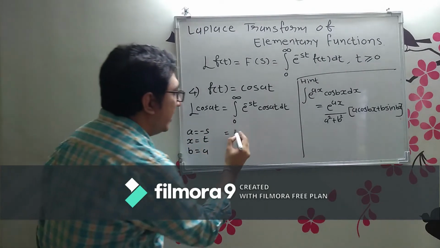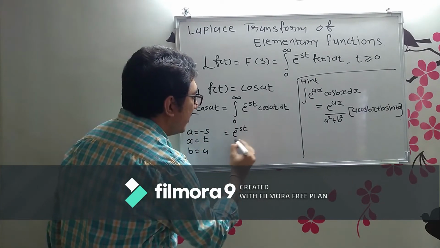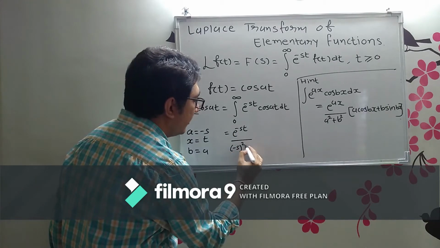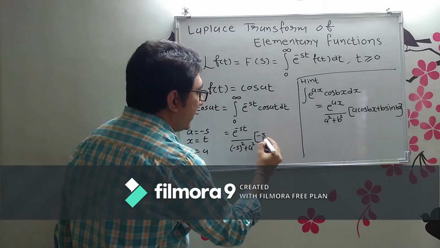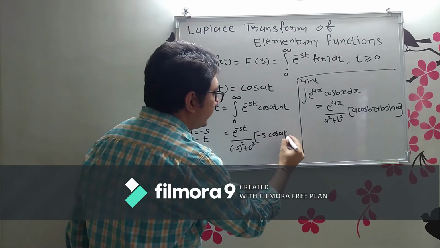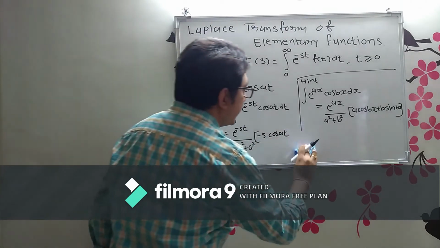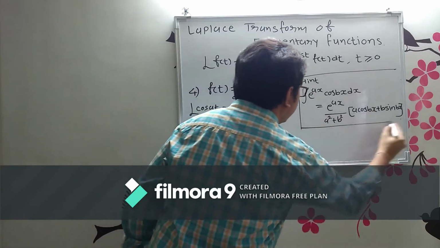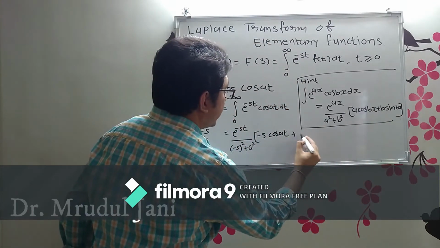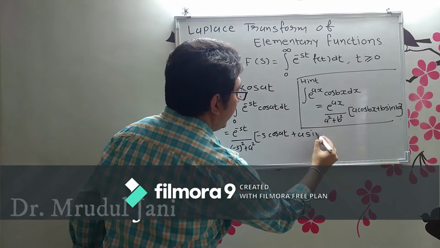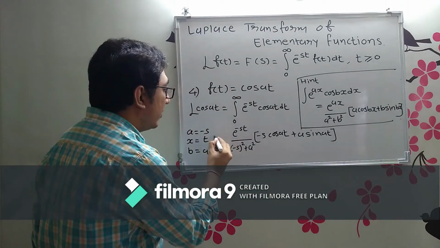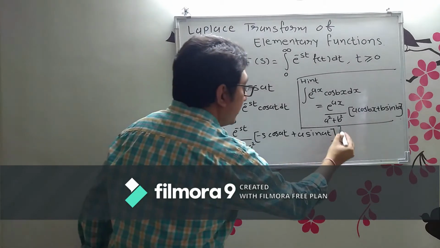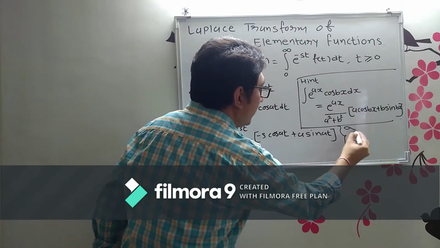What is the answer? e raised to minus st upon minus s square plus a square into the bracket minus s cos at plus a sin at. Now we have to substitute the limit also. So substitute the limit from 0 to infinity.